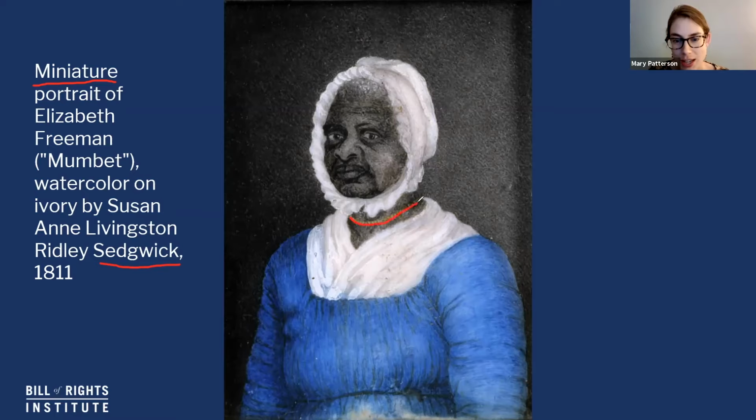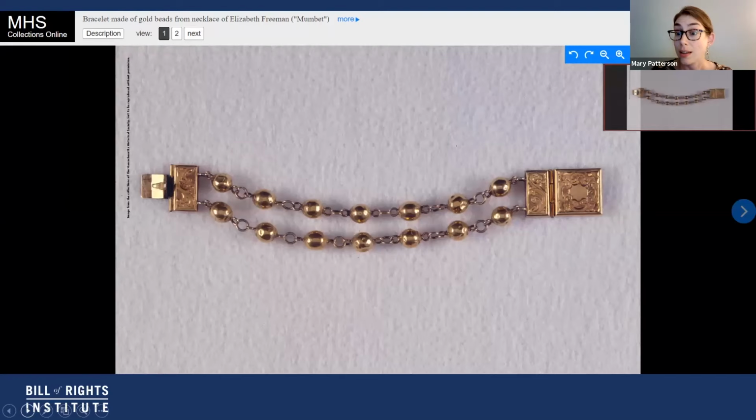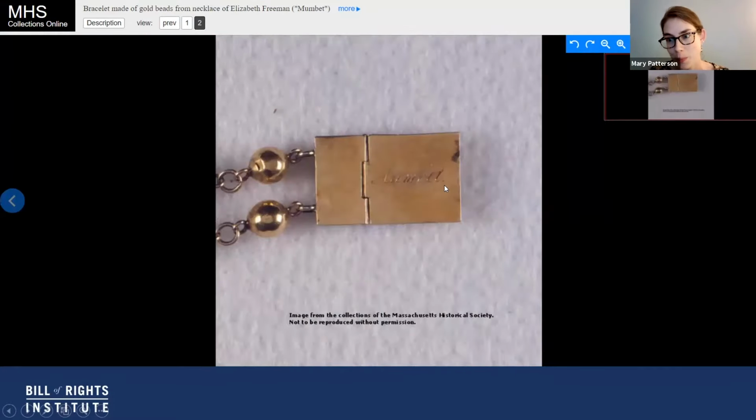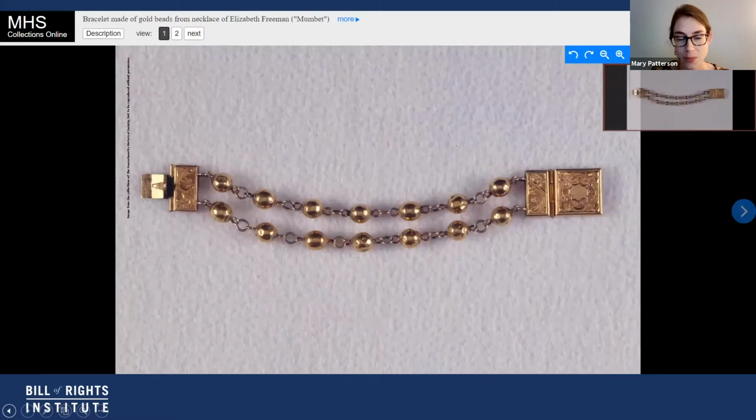She's wearing, you can see, what looks like pearls or gold beads. These are, in fact, a gold beaded necklace. And after Elizabeth Freeman dies, the necklace goes to the youngest daughter that she was close with, Catherine Sedgwick. And Catherine Sedgwick actually has her necklace made into a bracelet that she can wear. And you can see on the clasp, it says Mumbet. These images are from the Massachusetts Historical Society, the portrait and Elizabeth Freeman's necklace.